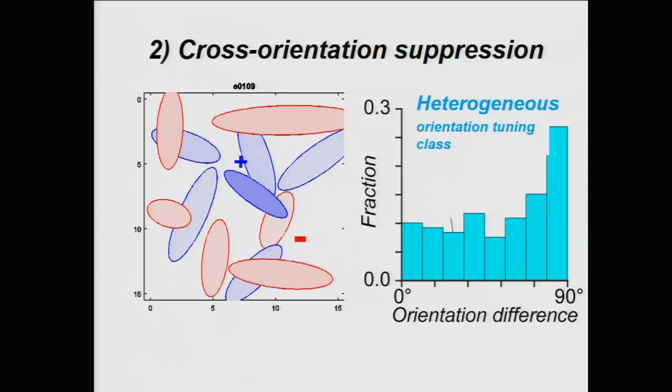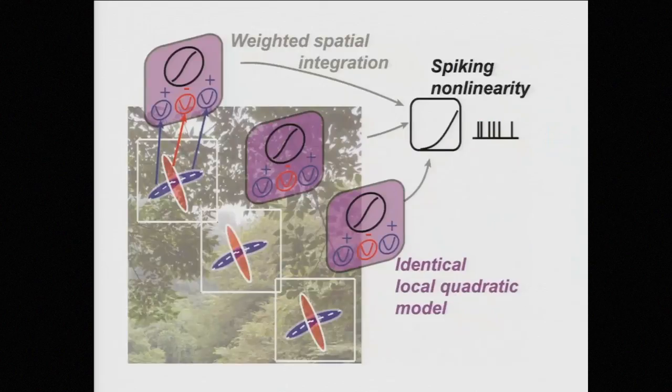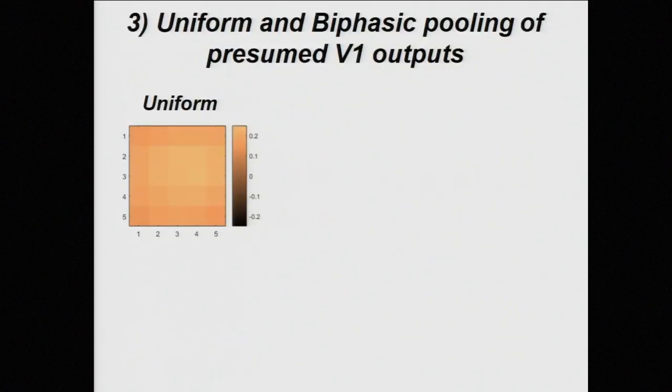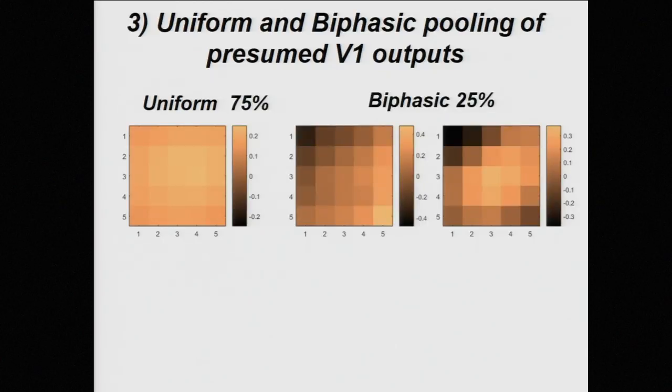So what I have described so far was the feature selectivity of V2 neurons at the first level of the model, and now I will discuss the feature selectivity of V2 neurons at the second stage of the model, across positions. It turns out that most of the time the tuning across position was quite boring. It was uniform in space, but in 25% of cases it was biphasic, meaning that some parts of the space were weighted negatively and some parts were weighted positively. So here is another one, from negative to positive to negative.